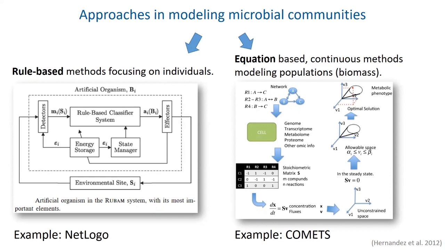And the other approach is the equation-based one, in which you have a complex structure, maybe a metabolic network of a cell, and then you have to solve a lot of equations and optimize different solutions for something, for example, for biomass. So one will be NetLogo, the other will be the COMETS toolbox. So these are the two models I will show you.